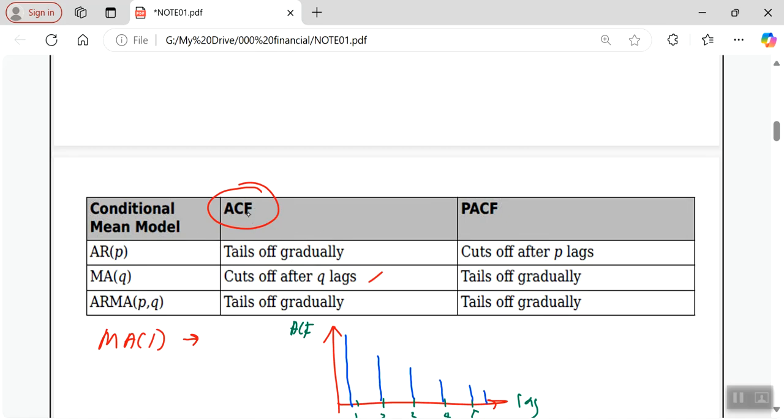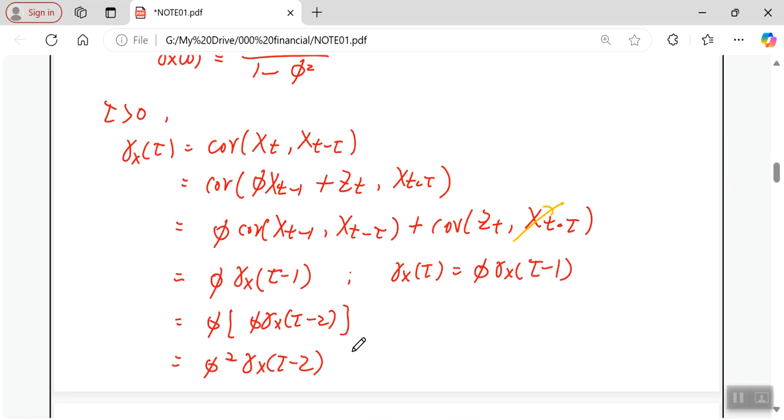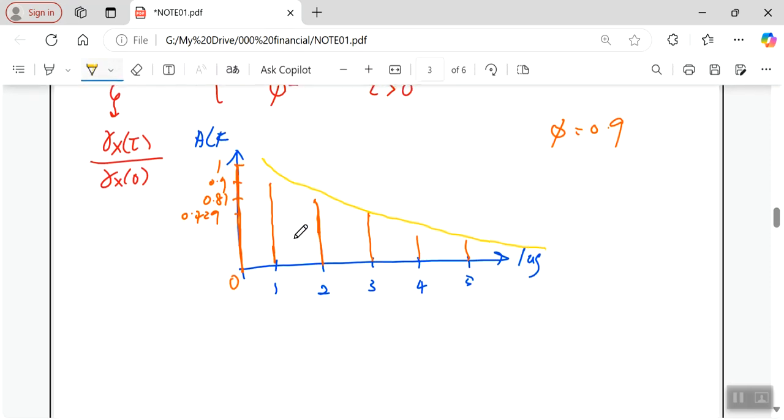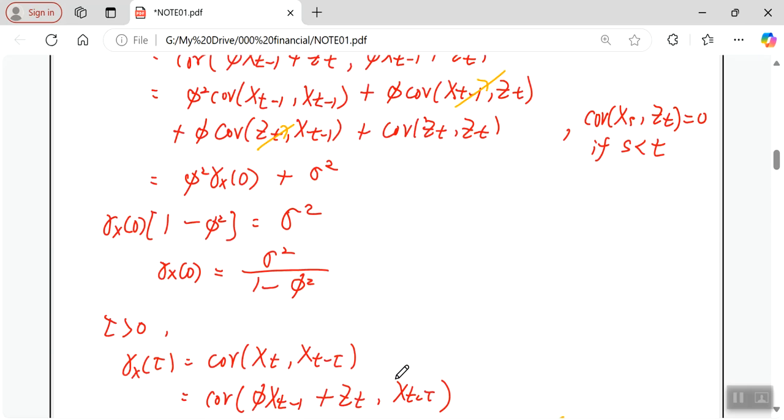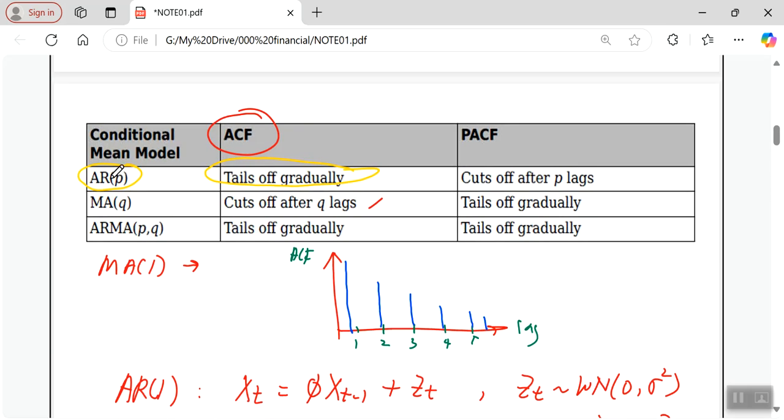So this is what the table has indicated. If you use the ACF to identify AR(p) models, you always see it tail off gradually. This is the meaning of tail off gradually: it decays slowly to 0. Okay, guys, so this is for the AR1 model. What about AR2 or higher order? We will discuss that in the next session.